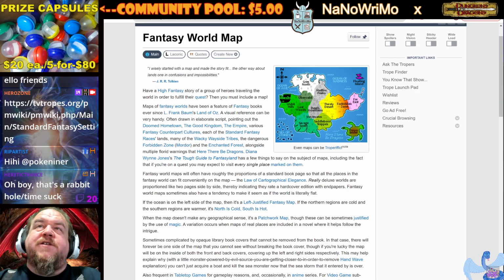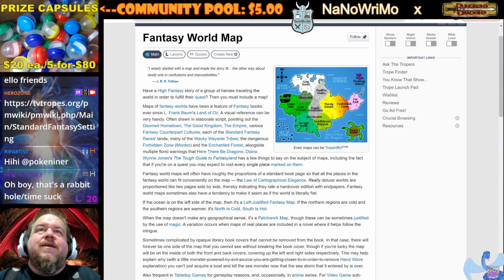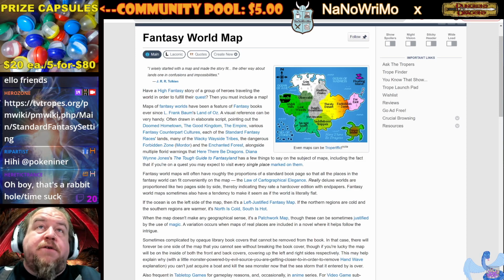Maps of fantasy worlds have been a feature of fantasy books ever since L. Frank Baum's Land of Oz. A visual reference can be very handy. Often drawn in an elaborate script, pointing out the doomed hometown, the good kingdom, the empire, various fantasy counterpart cultures. Not China, not Japan, not Middle East, not Africa, that sort of a thing. Each of the standard fantasy races' lands, many of the wacky wayside tribes, the dangerous forbidden zone, and the enchanted forest, alongside multiple florid warnings that here there be dragons.